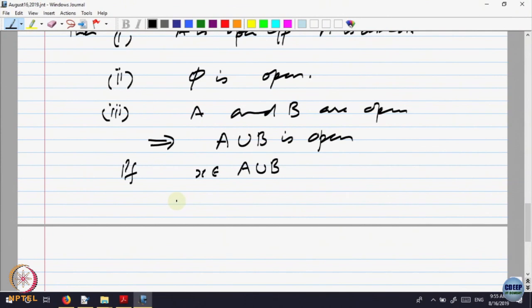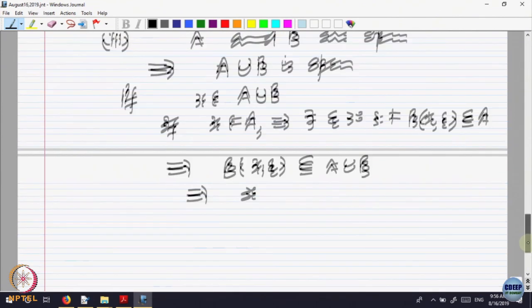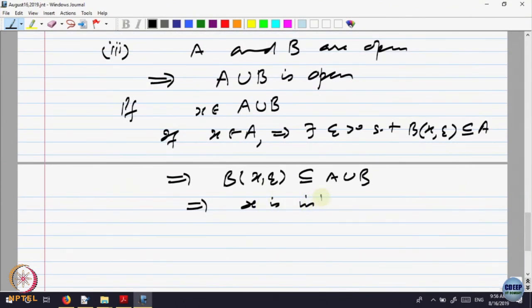So, if X belongs to A implies there is epsilon bigger than 0 such that the ball centered at X of radius epsilon is inside A. Implies the ball centered at X of radius epsilon is also in the A union B because it is in A. So, implies X belongs to A union B, right. So, implies X is interior point of A union B. So, every point X is an interior point. So, implies A union B is open. Right? No problem.